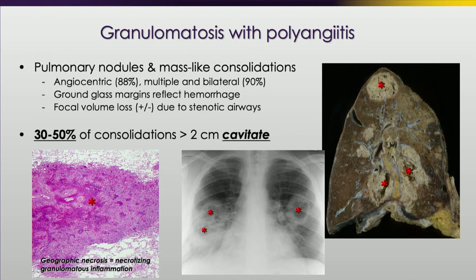The consolidations of GPA tend to have an unusual characteristic of cavitation, especially when those zones of consolidation exceed 2 centimeters in size. Under the microscope, these zones of cavitation are correlating with geographic necrosis, which is very aggressive and necrotizing granulomatous inflammation.